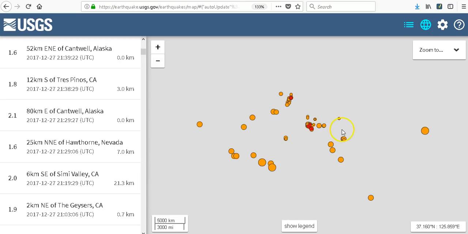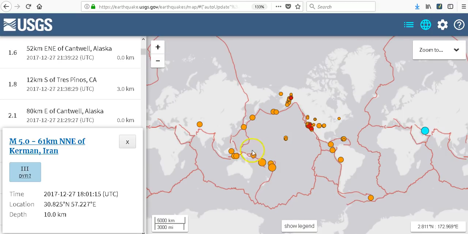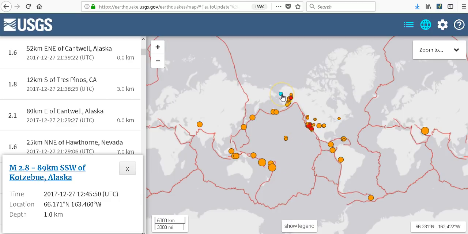Come on, buddy. You are so slow. And Iraq? That looks like Iraq. All right, it's Iran, 5.0. And we got a little lonely guy down here, a 5.7, 113 kilometers north-northeast of Bristol Island, South Sandwich Islands. 116 kilometers in depth, which is pretty deep.